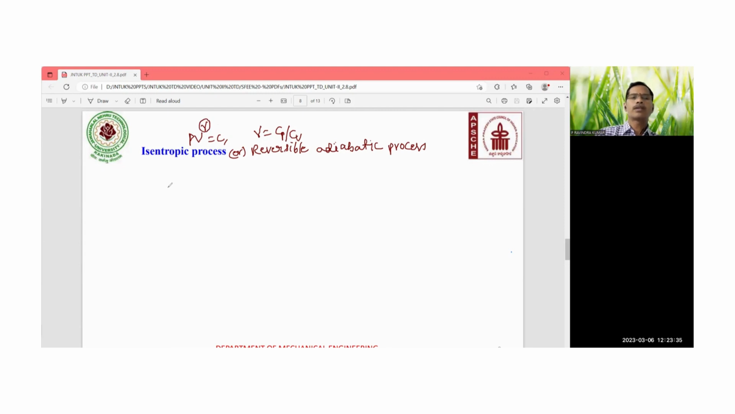Reversible adiabatic process, right? Now here apply the first law of thermodynamics, that is Q1 to 2 is nothing but equal to delta H plus W1 to 2, right? So now here P1 V1 to the power of gamma is equal to P2 V2 to the power of gamma is equal to PV to the power of gamma is equal to constant.